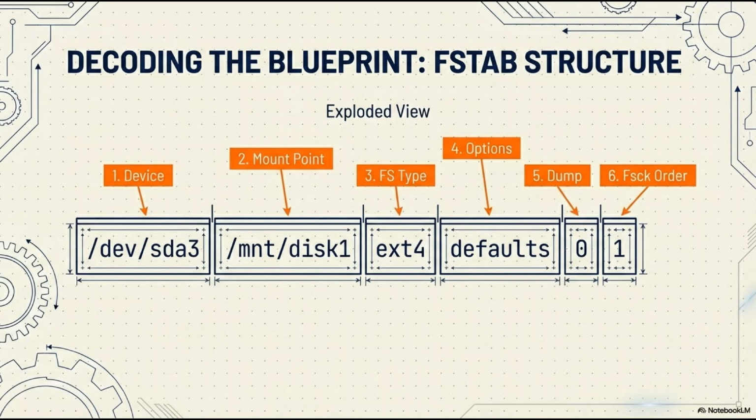Exactly. Column 3 is the file system type. You have to tell it the language the drive speaks. Is it ext4? XFS? Is it swap? Then column 4 is options. This usually just says defaults, but we're going to dig into that next because that's where all the power is.